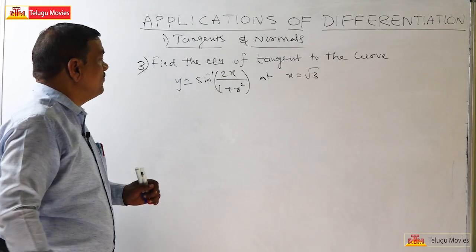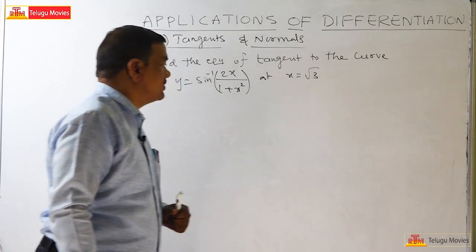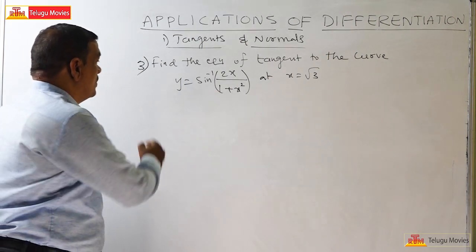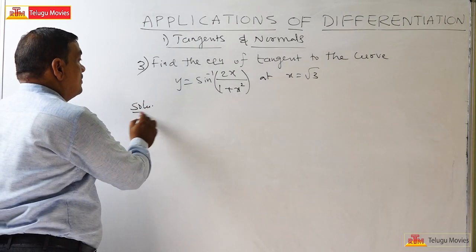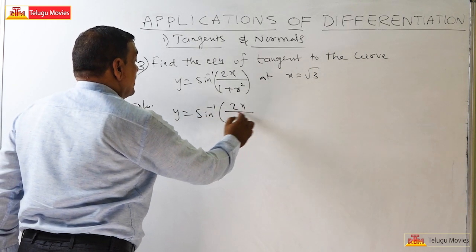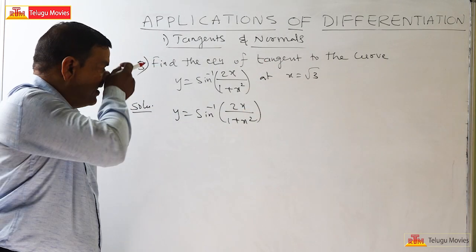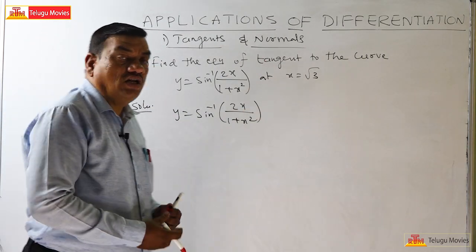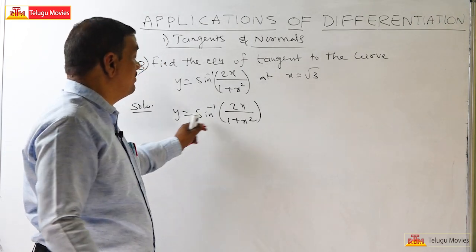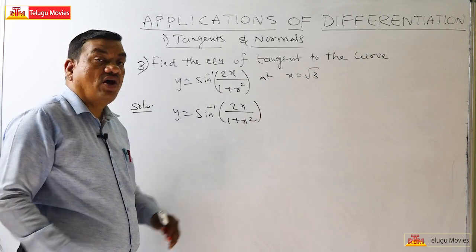Welcome to this problem. Find the equation of tangent to the curve y is equal to sine inverse of 2x by 1 plus x square at x is equal to root 3. Let us see the solution. Why I am taking this problem is, generally students immediately start doing dy by dx. Sine inverse of x, 1 by root of 1 minus x square, again the u by v formula, like that they will do.